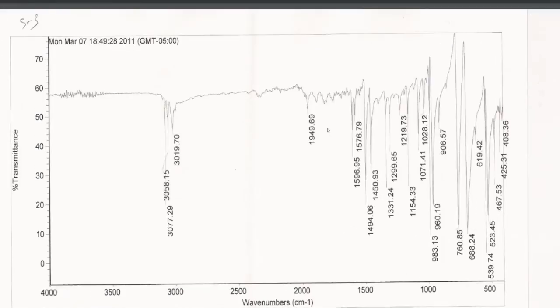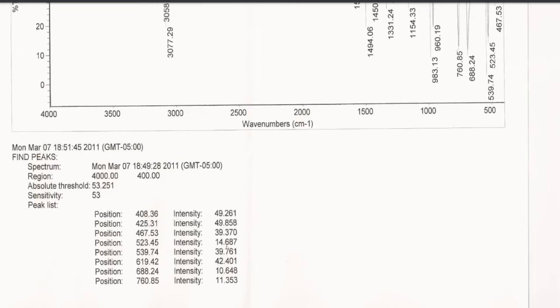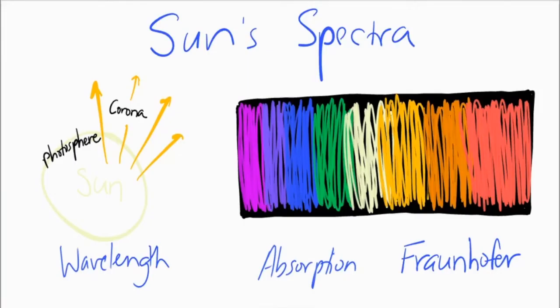This is the actual graph that came back. Being able to use these spikes in loss of energy because the molecules have absorbed it, we can look at the loss of energy, at what frequency and at what wavelength that was done. You can then determine what each of these compounds are. So, does the sun have a shadow?